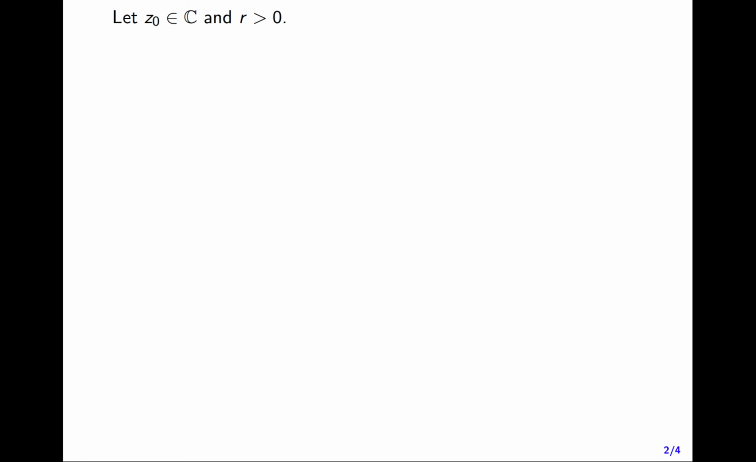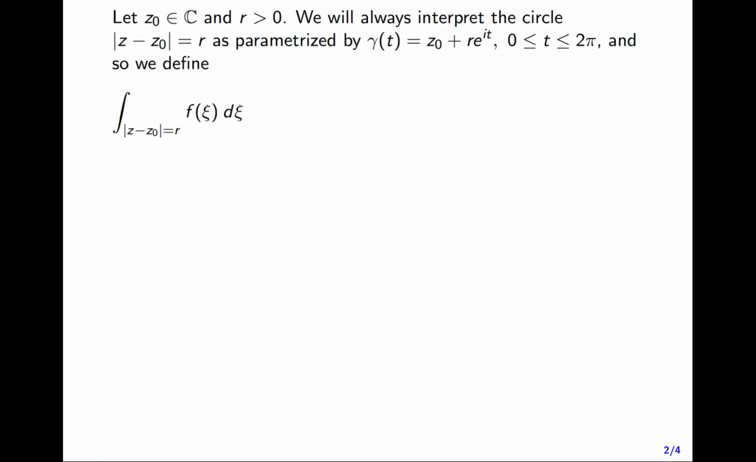Now let's say we take a number z0 in the complex plane and a real number r greater than 0. We talk about the circle modulus of z minus z0 equals r. This is the boundary of the ball centered at z0 of radius r. And we choose in this course always to interpret this circle as being parametrized by the function gamma of t equals z0 plus r e to the it for t between 0 and 2 pi.